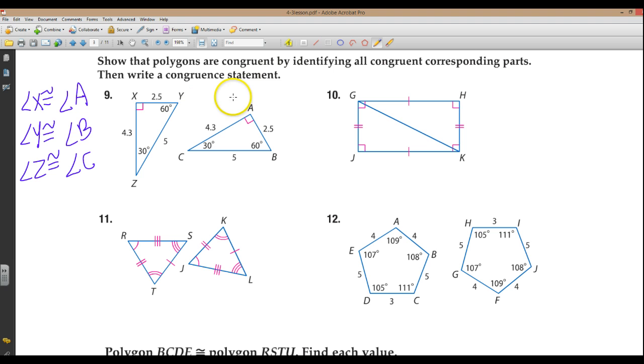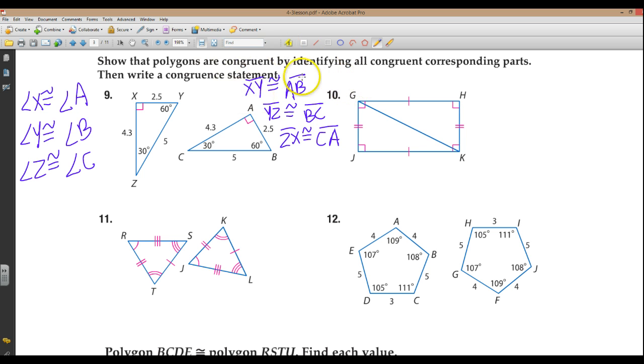We also have our corresponding sides. So we have XY is congruent to, so that goes from right angle to 60-degree angle, so from right angle to 60-degree angle here, that would be side AB. We have YZ, and that goes from 60 to 30, so from 60 to 30 that would be BC. And then ZX, and in the same corresponding order, that would be CA. So we've identified all the congruent corresponding parts.